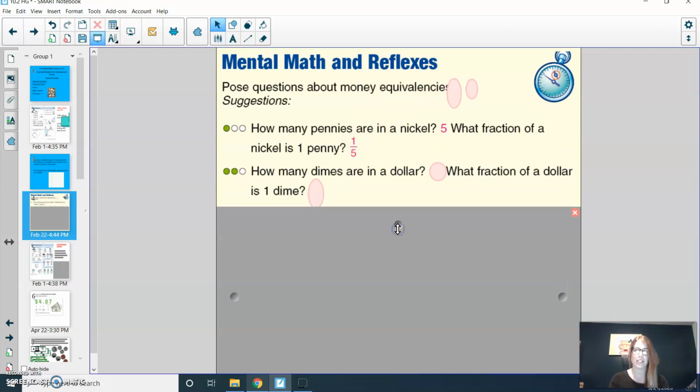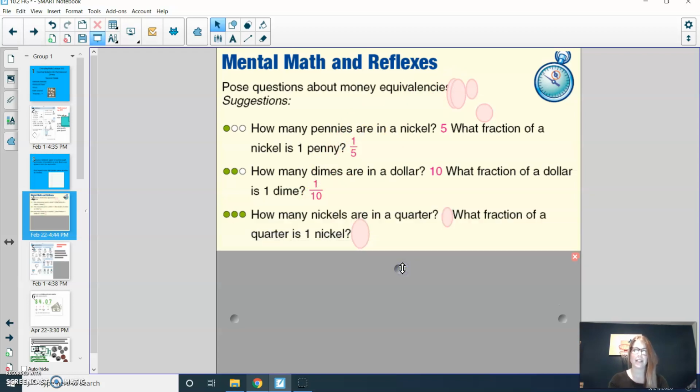How many dimes are in a dollar? 10. What fraction of a dollar is 1 dime? 1/10. How many nickels are in a quarter? 5. What fraction of a quarter is 1 nickel? 1/5.